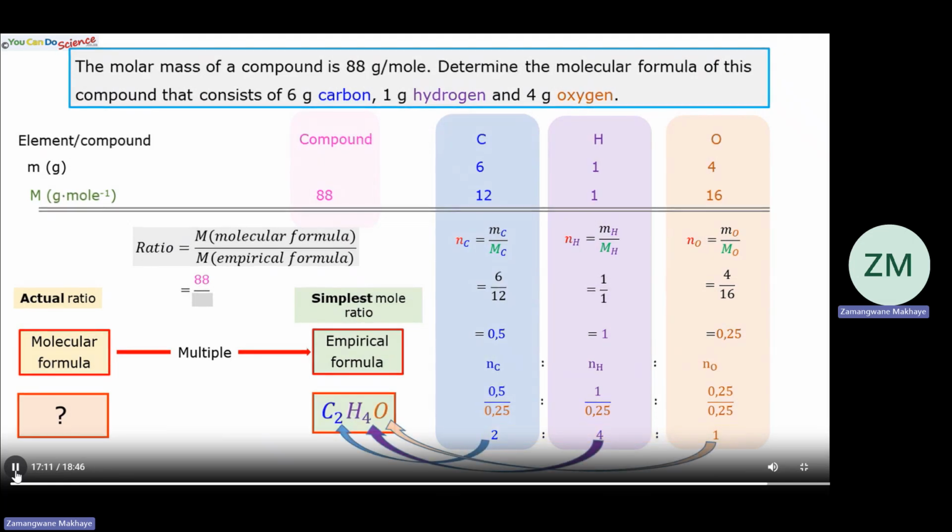The empirical formula is C2H4O. And the mass of this empirical formula is 44 gram per mole. With both the molecular mass and the empirical mass now known, the ratio between the molecular mass and the empirical mass can be calculated. The molecular formula is bigger than the empirical formula by a factor of 2. Therefore, C4H8O2, also known as acetone.